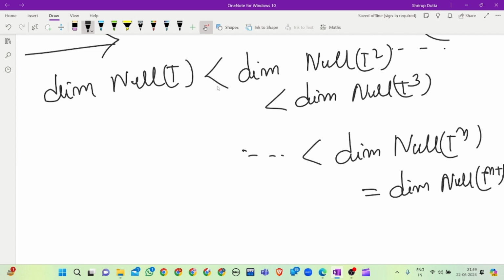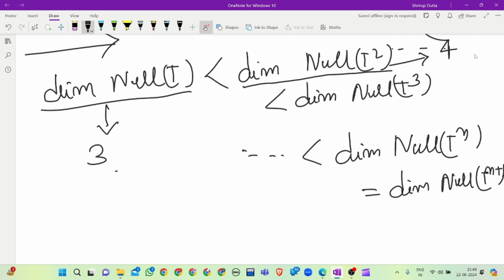If we have equality in previous one of these, then all must be equal after all of this. So we have dimension of null of T is 3. So for dimension of null of T squared, we have two choices, either 4 or 5, since this is a 5-dimensional vector space. And suppose dimension of null space of T squared is 5, then all are equal. Then dimension of null of T cube will be 5, and all will be equal.